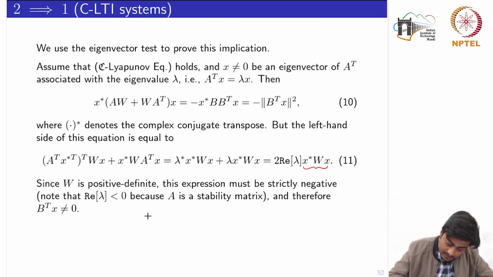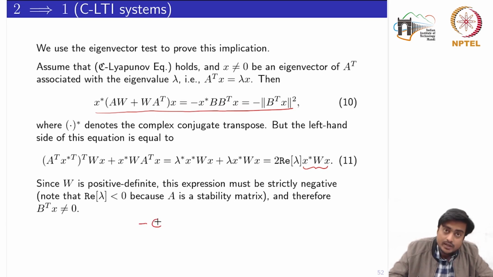Let's write this just for clarity. If I see this equation, on the left hand side we have just shown that it must be strictly negative. So it must be some negative C, where C is a positive number. This I can write as norm of B transpose X squared, meaning to say that B transpose X would never be equal to 0. It would be equal to 0 if and only if this is equal to 0, which is not.